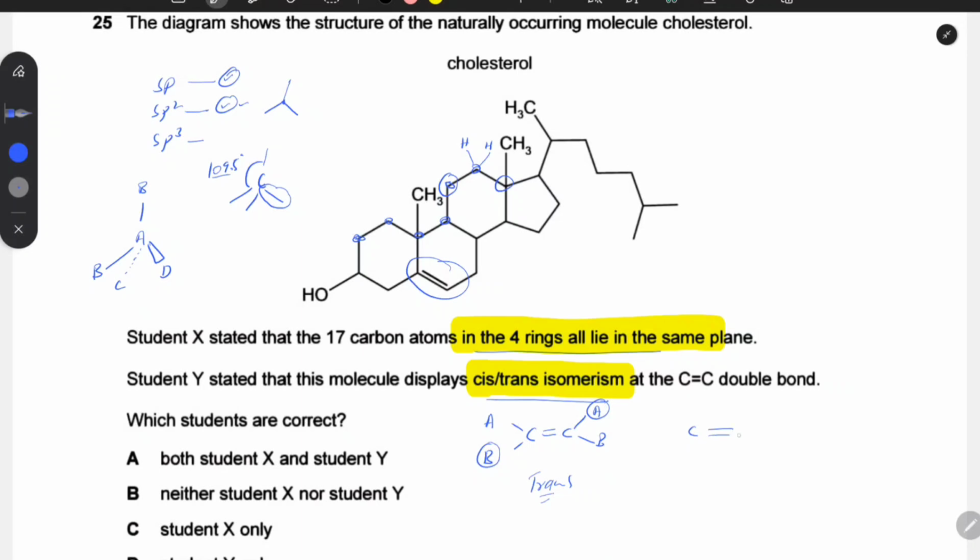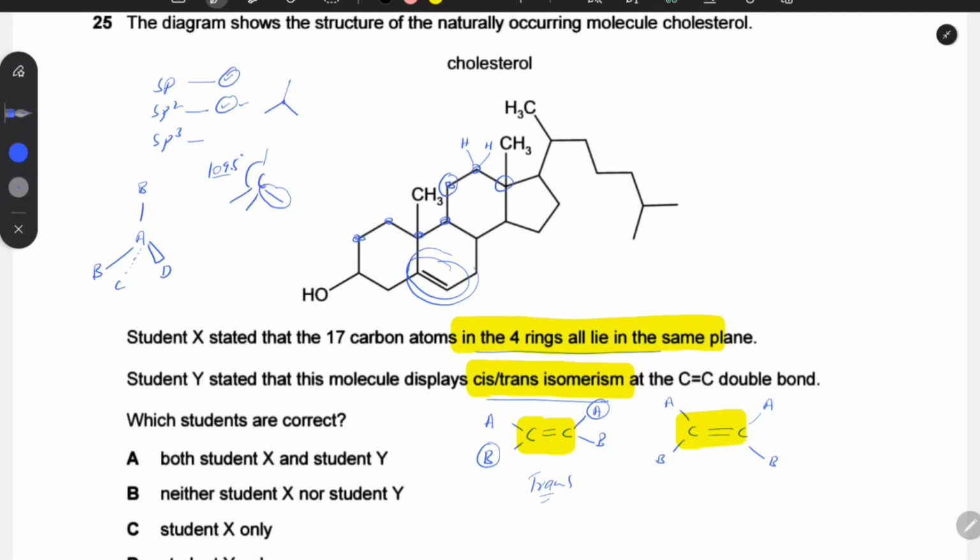And if you want to get cis isomer, then you have to have two identical groups or atoms on the same side. And how is that possible? By the rotation of carbon double bond carbon, and for that you have to break the pi bond. So in this case, you can rotate carbon double bond carbon and can make another isomer, cis isomer.